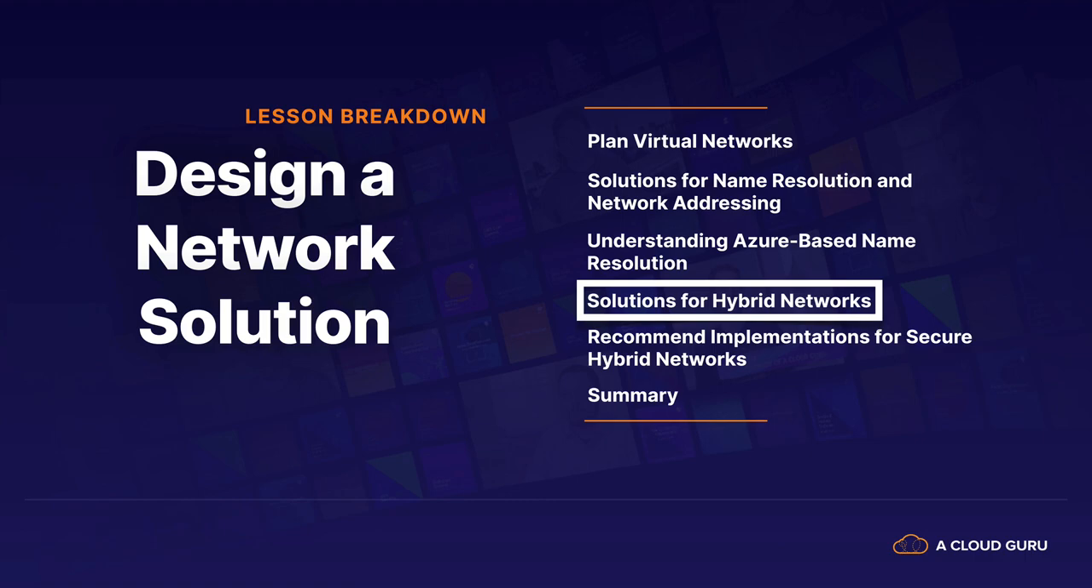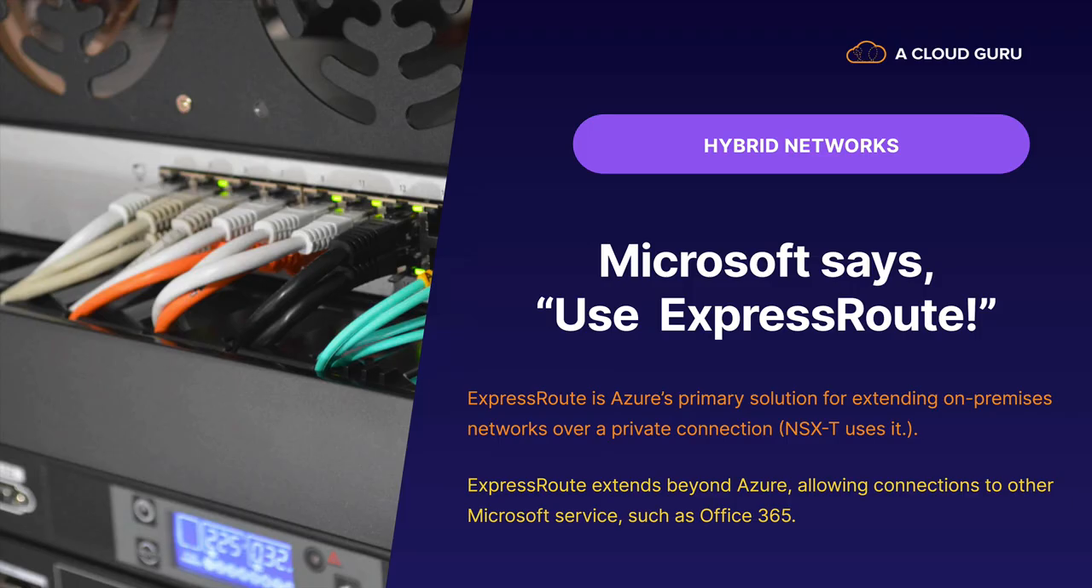Now, solutions plural is a bit of a misnomer because Microsoft says use ExpressRoute. Of course, your other option is a VPN gateway, which is the original hybrid network option, and you can actually use VPN gateways with ExpressRoute as well. They'll work in tandem. So ExpressRoute is Azure's favorite solution for extending on-premise networks.